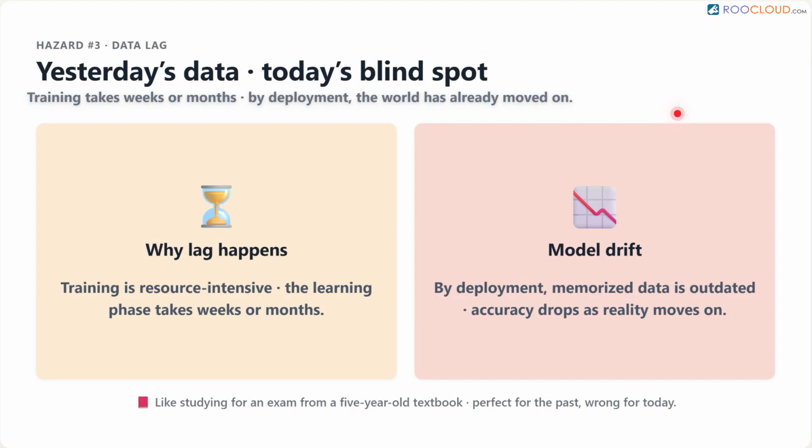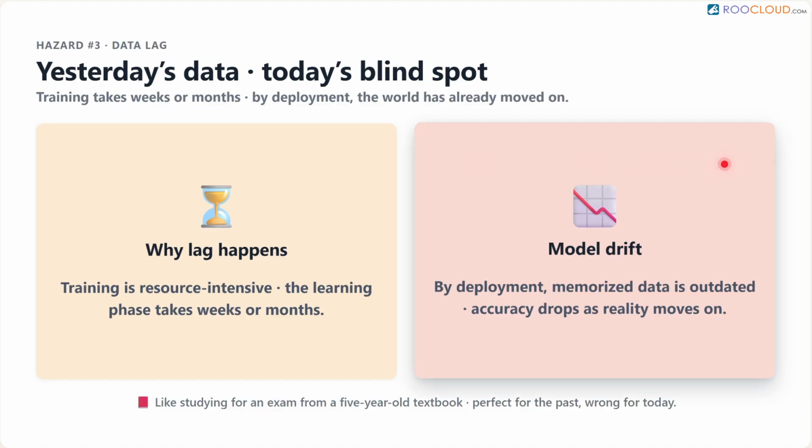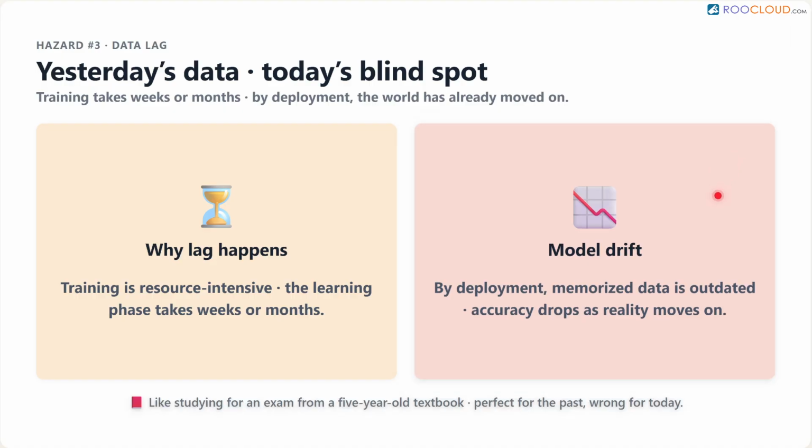The final risk factor we must discuss is data lag. Teaching a complex algorithmic model is incredibly resource intensive. Depending on the computational hardware and the sheer volume of parameters, the learning phase can take weeks or even several months. This creates a dangerous blind spot. By the time the system is finally deployed, the historical data it memorized is already outdated. Over time, this gap between what the system learned and the current reality causes a severe drop in real-time accuracy, a phenomenon experts call model drift.